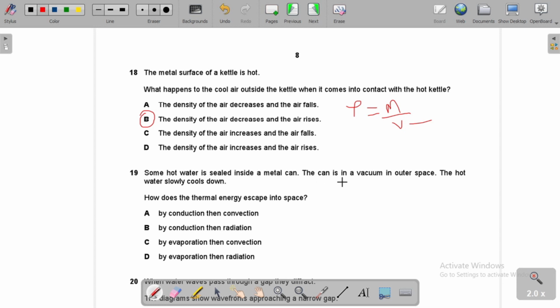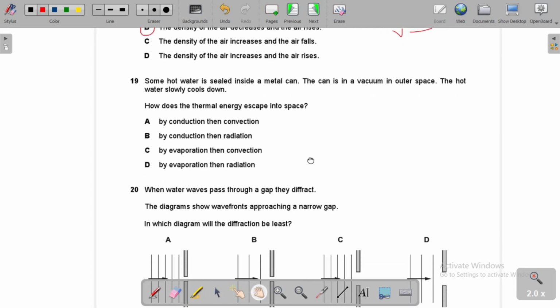Some hot water is sealed inside a metal can. The can is in a vacuum in outer space. The hot water slowly cools down. How does the thermal energy escape into space?